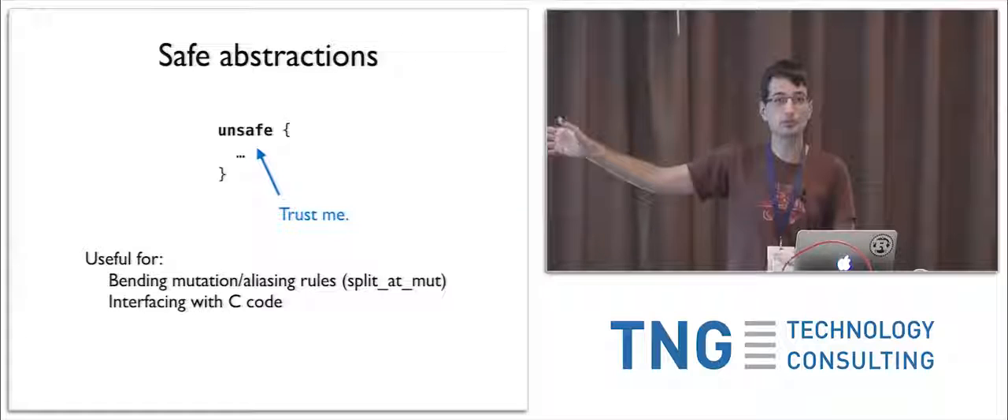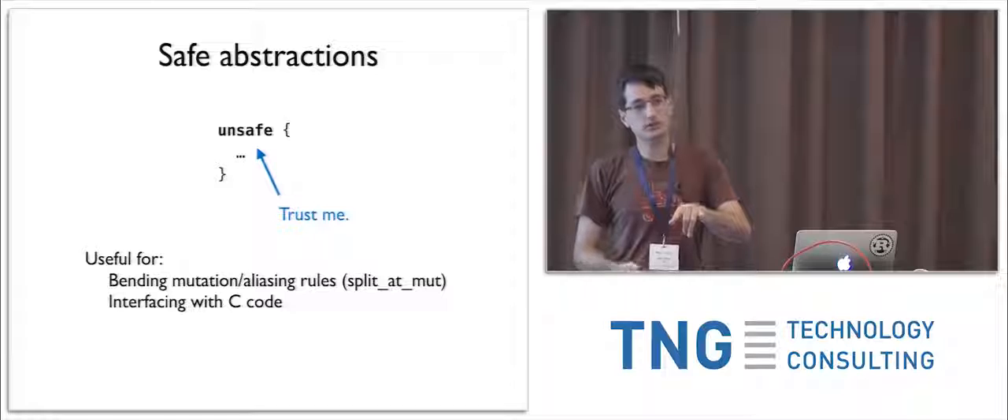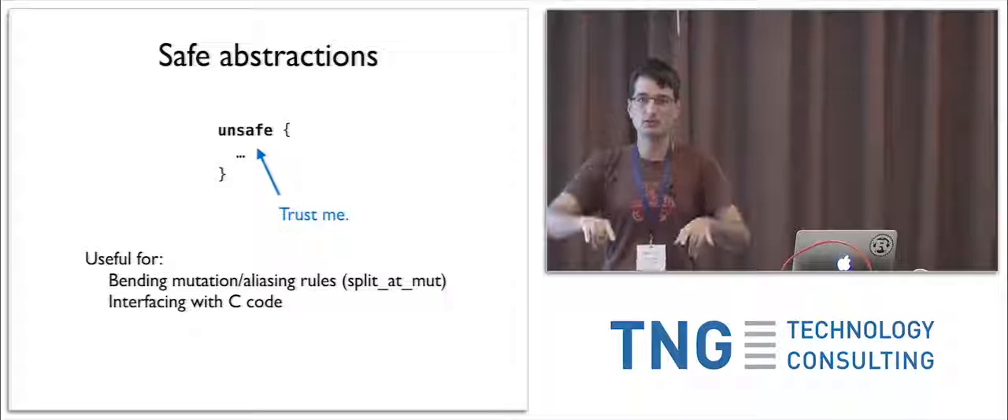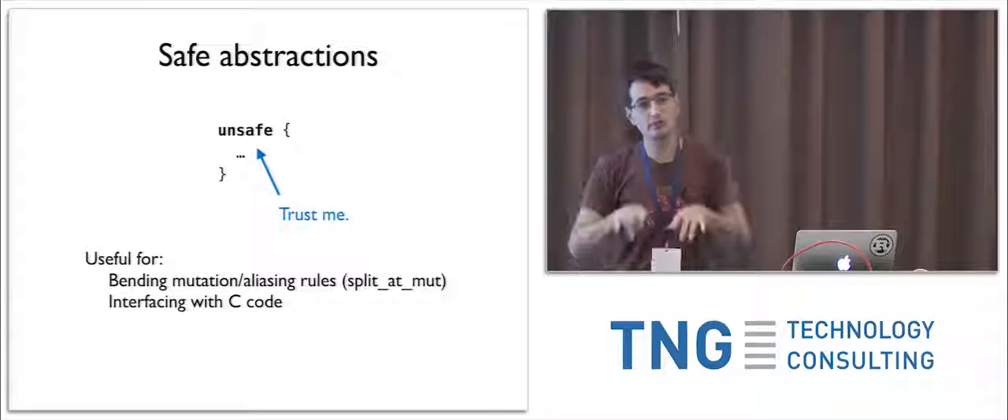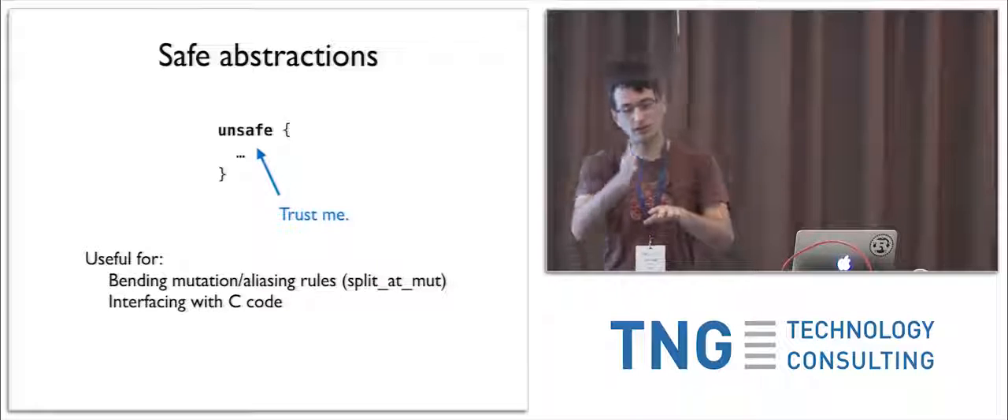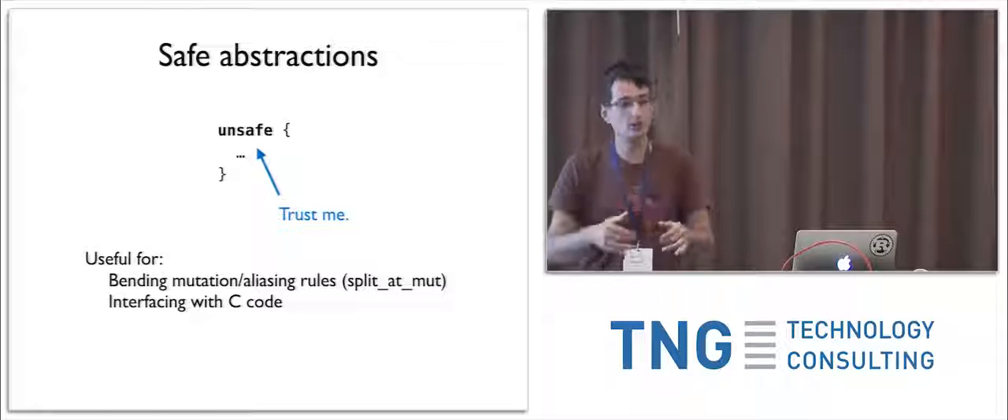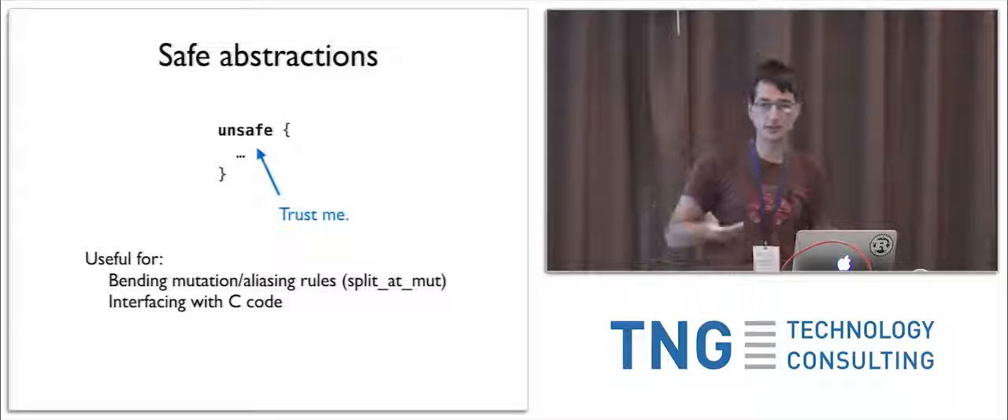So for example, the split_at_mut function, we can't implement that. Given one mutable slice, we can't really split that up into two. We, as the implementers, know that the two we're going to return are disjoint, so it is safe. But the compiler won't understand that those two sub-slices are disjoint. So we have to rely on unsafe code to actually implement this.